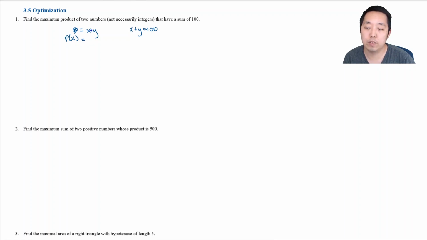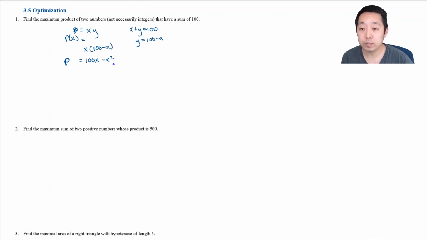To make this a single function of x, I can solve for y. y is 100 minus x. And so this is going to be x times (100 minus x), or I can distribute and get 100x minus x squared. Okay, so now this is good. Now I have a function I can maximize, and I'm going to attempt to figure out what the maximum value is.